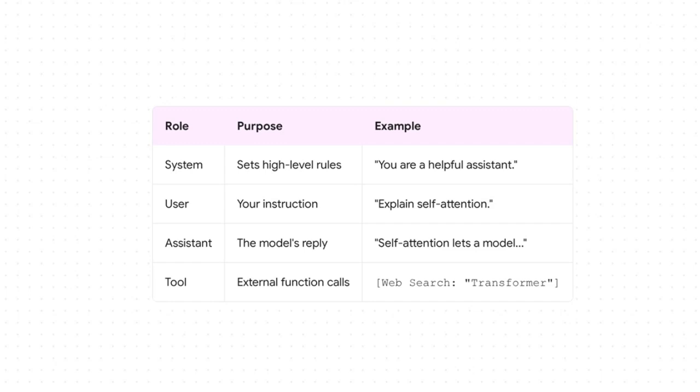So here's the crazy secret to how these AIs remember your conversation. They don't. There's no actual memory. Instead, with every single thing you type, the entire conversation history is bundled up and sent back to the model as one giant prompt. This whole package includes any hidden system instructions, every one of your messages, all of the AI's past replies, and even any tools it might have used along the way.